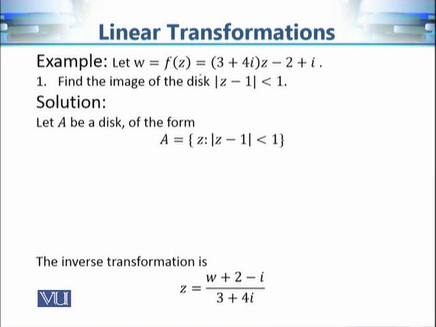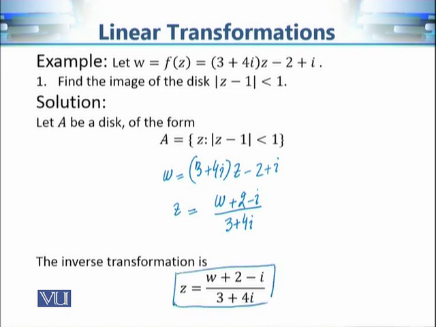In the first step, we construct the inverse of this linear transformation. We have observed in our previous discussion that a linear transformation is always one-to-one and onto on the entire complex plane. So that's why we can construct its inverse. To construct its inverse, we write it down as w equals 3 plus 4 iota z minus 2 plus iota. From here we can find the value of z in the following form: z is equal to w plus 2 minus iota divided by 3 plus 4 iota. In other words, we have the following inverse of this linear transformation.